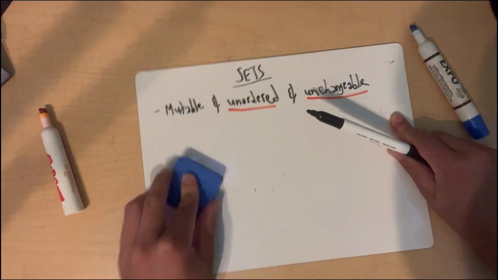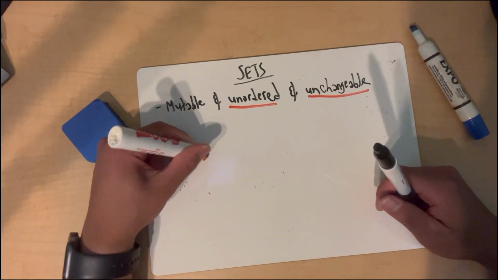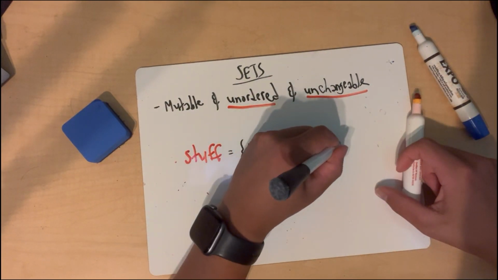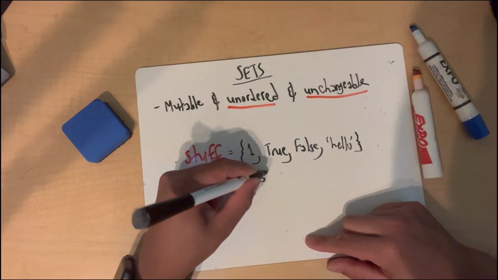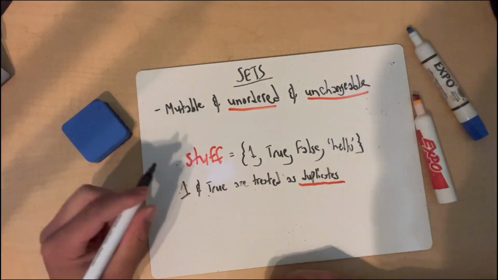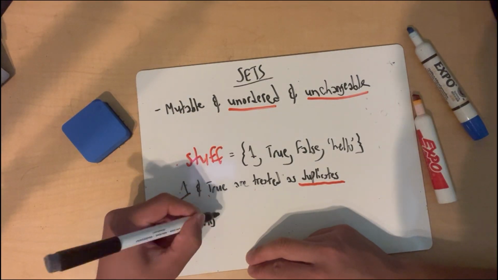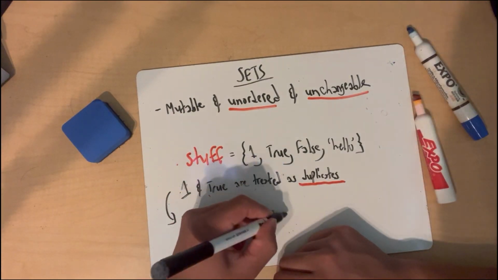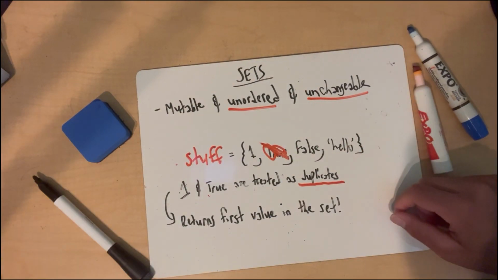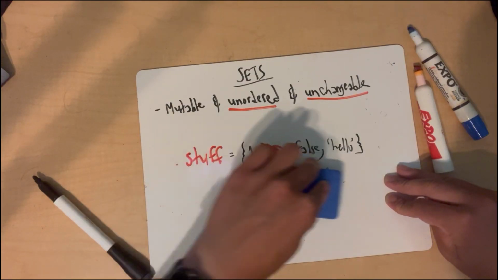And let me show you a more complicated example. So this set is called stuff, and inside it has 1, true, false, and hello. And in this case, 1 and true are treated as duplicates because in programming, the boolean true represents the value 1. So Python sees them as equivalent. And so it's only going to return the first value that's inside the set when you created it, which in this case is 1. And so 1 is going to be printed, but true will not.